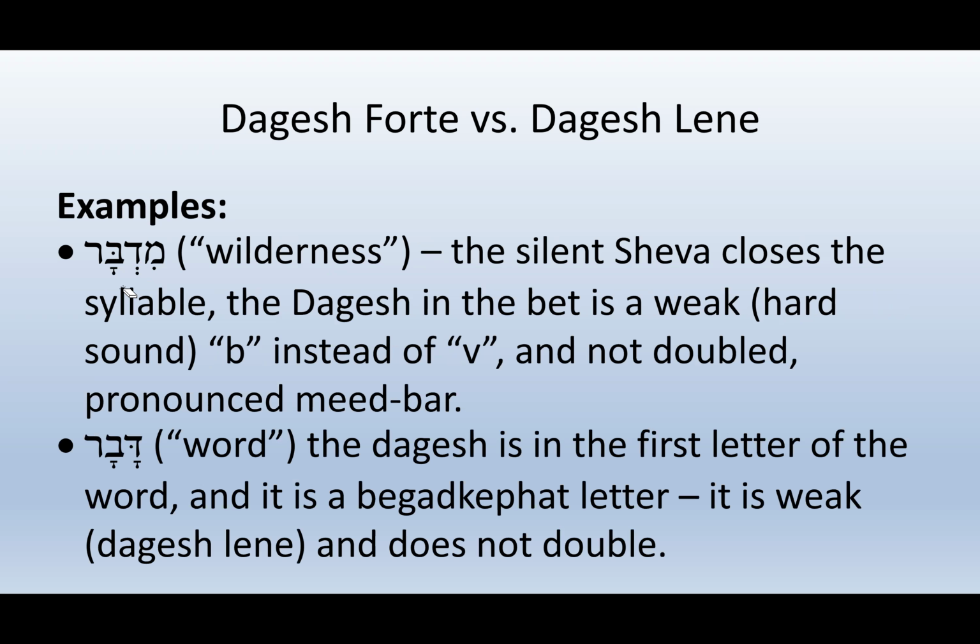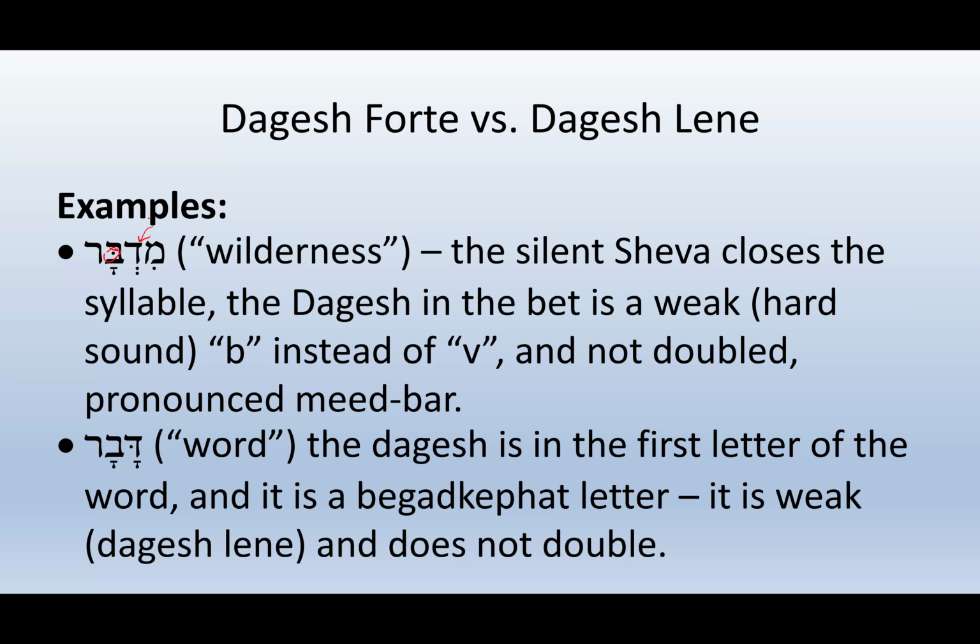Midbar. Midbar is wilderness. The silent shva closes the syllable. We'll learn more about that later. The Dagesh in the bet here is weak because mid, the last sound, is a consonant. So it's going to be a weak Dagesh Linne. It's just changing the sound. It says this is a B sound, not a V sound. It's not doubled. It's pronounced midbar.